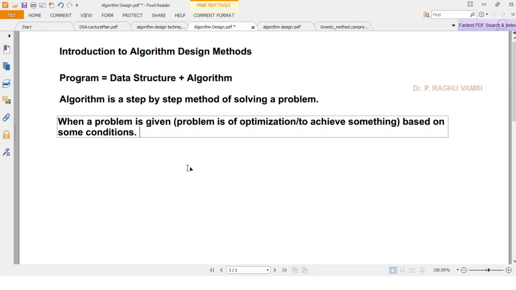So like that, I will keep some conditions. Whenever I keep conditions, based on these conditions, I need to achieve the solution. I need to achieve the problem objective, that I need to reach the destination as soon as possible compared to any other person. That means you are supposed to devise a procedure in such a way that by following these conditions, you achieve the objective. This is called the achieving something problem.